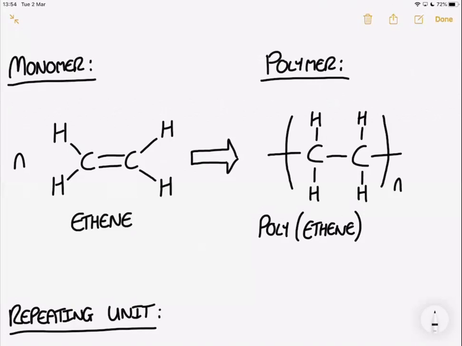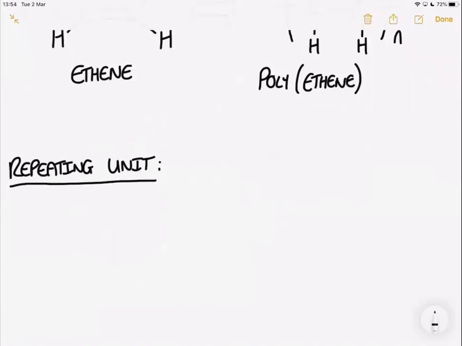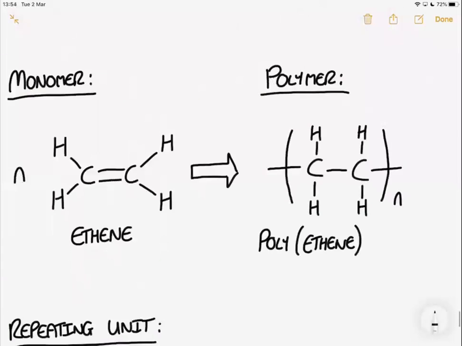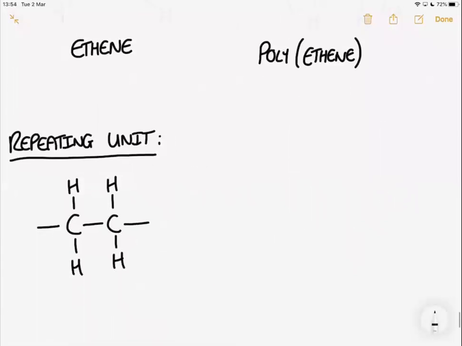Something else that we might be asked to draw is called a repeating unit. And this is a very closely related image. There are two key differences. The repeating unit for polyethene is just that, which is obviously an unfinished structure. It doesn't have the brackets and it doesn't have the little n. So from a nitpicky point of view, up here is a polymer diagram, down here is the repeating unit.